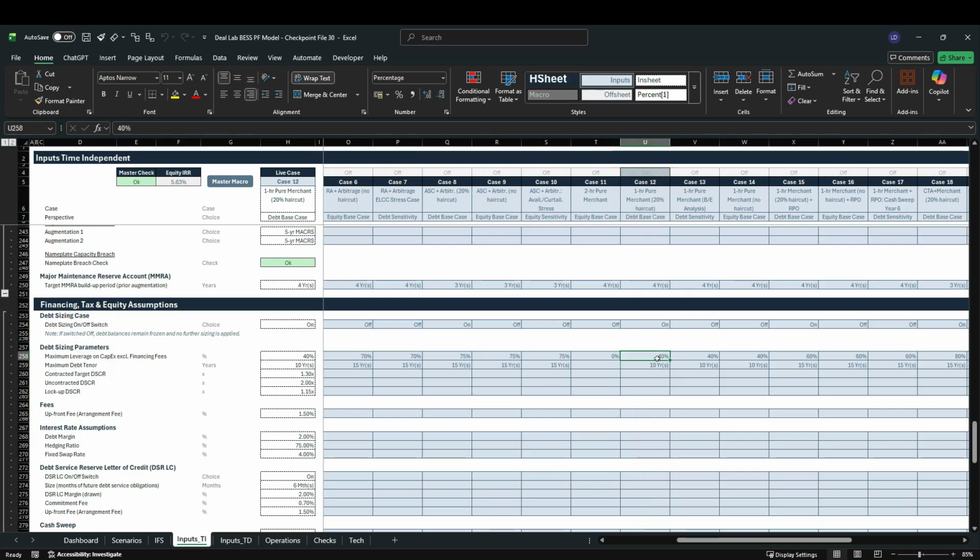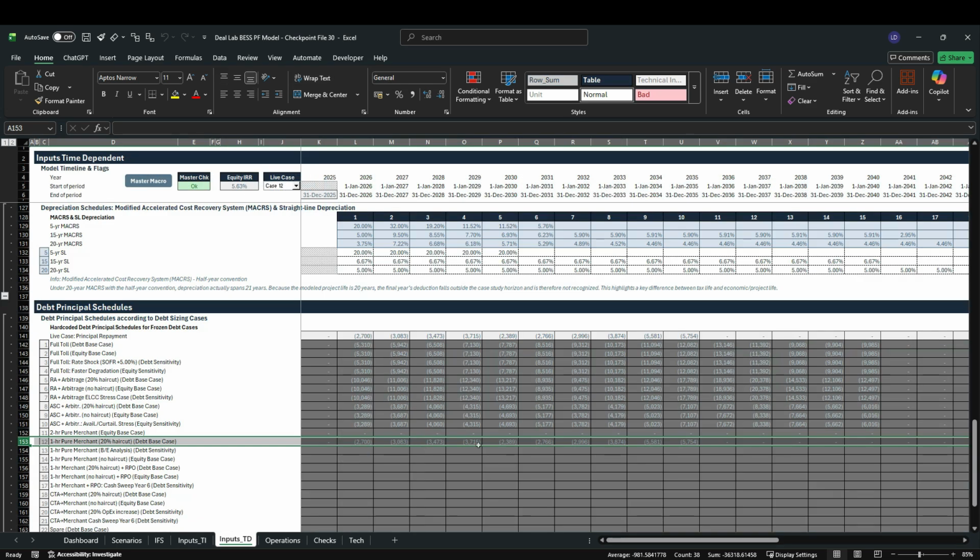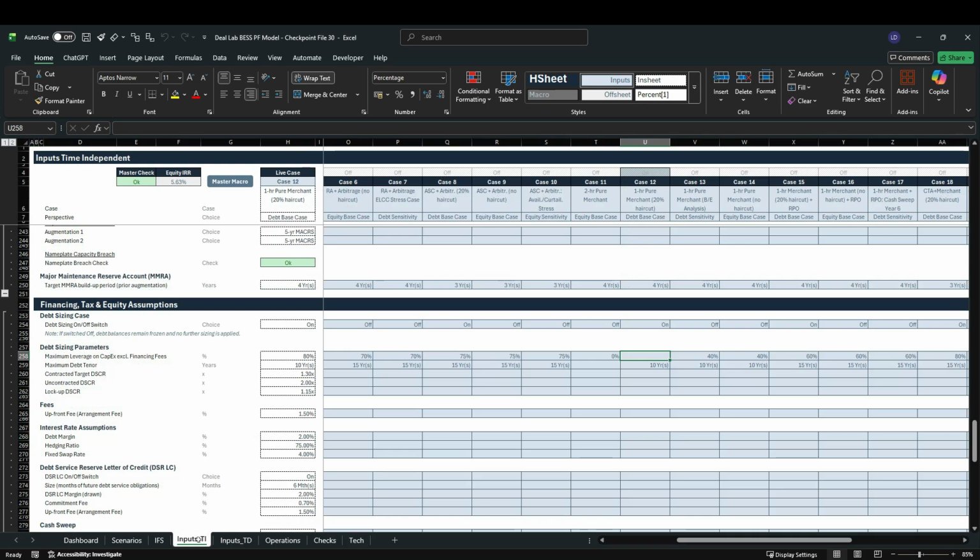If you would turn the debt off and say this is 0% leverage right here, hit our master macro. Oops, let's go to the inputs time dependent sheet. That didn't fully work. Because if we have no input right here, what actually happens is that our maximum leverage constraint from case 1 is picked up. So we actually have to type in a hard 0. So let's try that again.